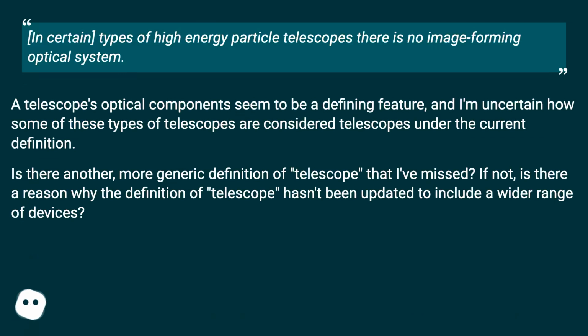in certain types of high-energy particle telescopes there is no image-forming optical system. A telescope's optical components seem to be a defining feature, and I'm uncertain how some of these types of telescopes are considered telescopes under the current definition. Is there another, more generic definition of telescope that I've missed? If not, is there a reason why the definition of telescope hasn't been updated to include a wider range of devices?